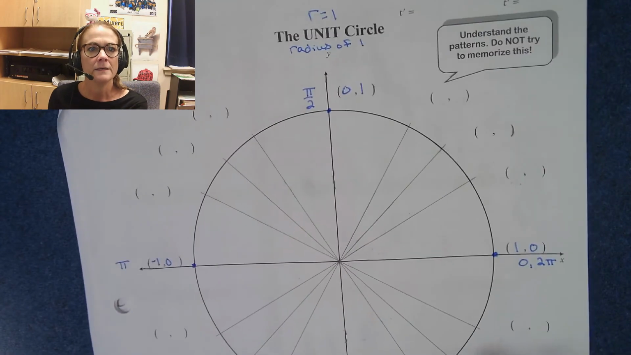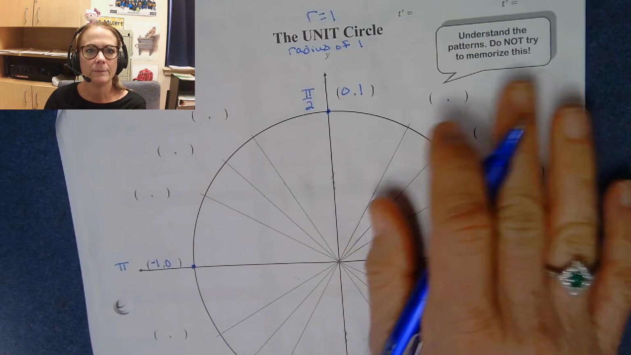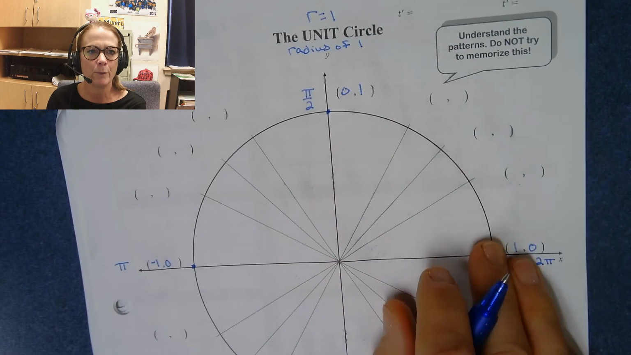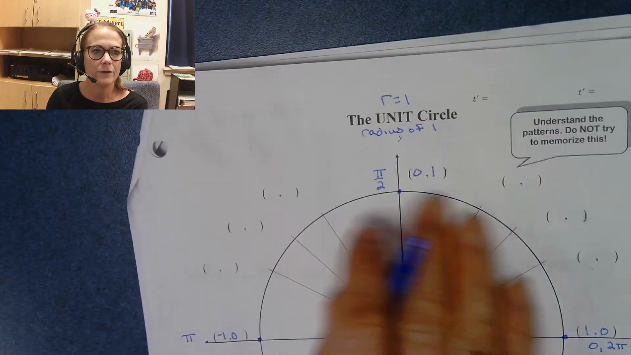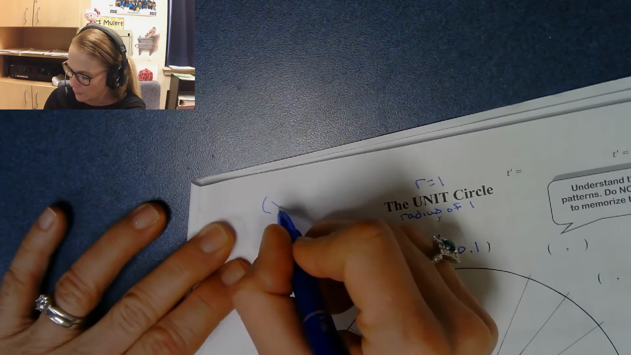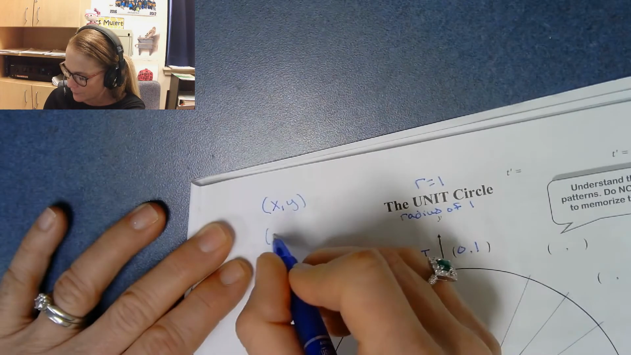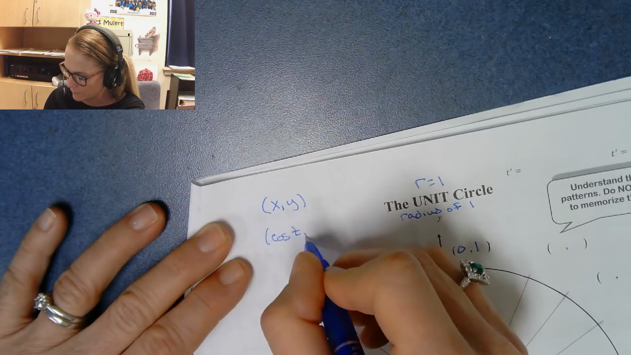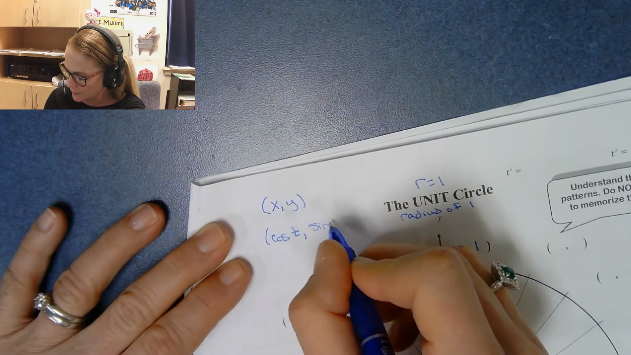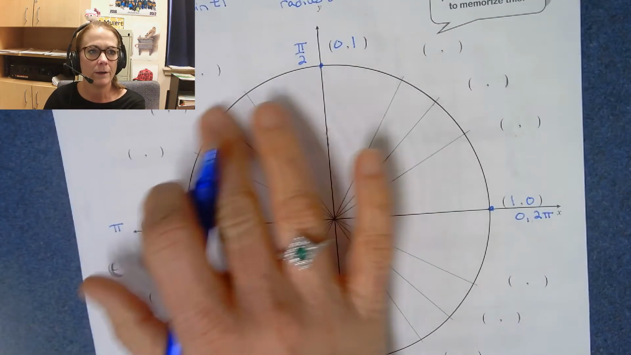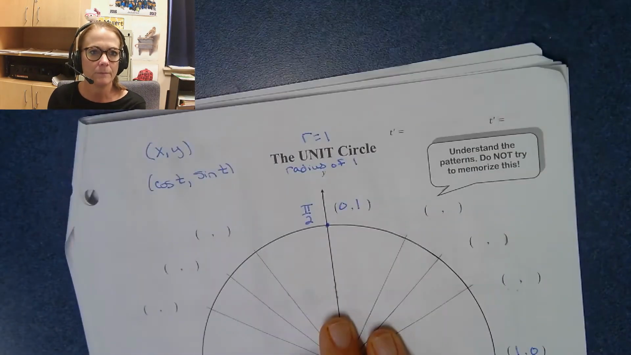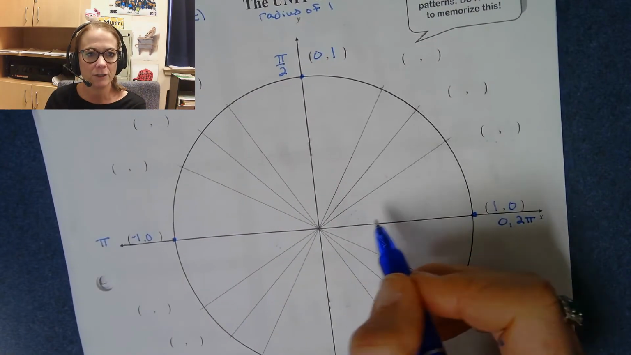Okay. So, understand the patterns. Don't try to memorize this. So remember, on the unit circle, any point x, y is in the form cosine of the angle, sine of the angle. Cosine is your x value, sine is your y value. So we're going to list all of these ordered pairs speaking to that. Okay? So we're going to use our special right triangles.